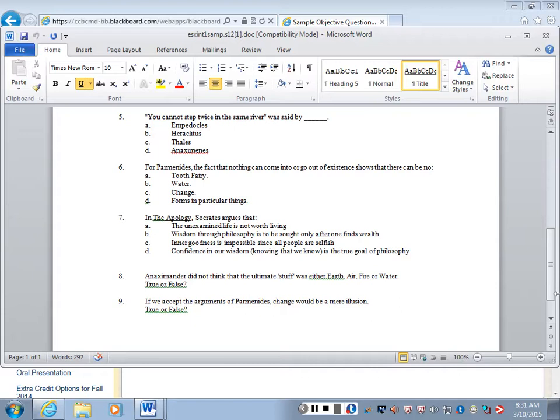9, if we accept the arguments of Parmenides, change would be mere illusion, true or false? That would be true, right? If there isn't any real change, then anything we think we perceive as change is wrong, it's an illusion.